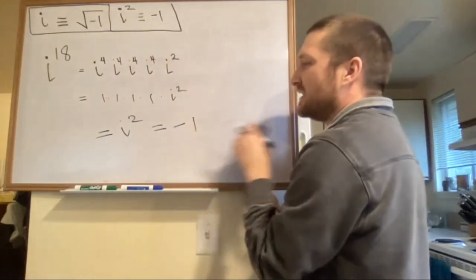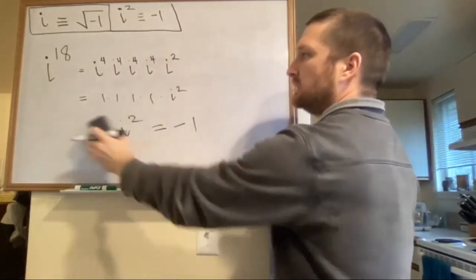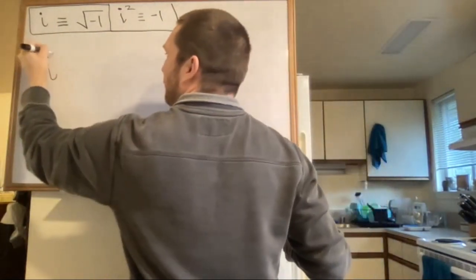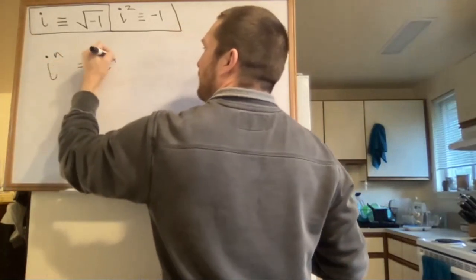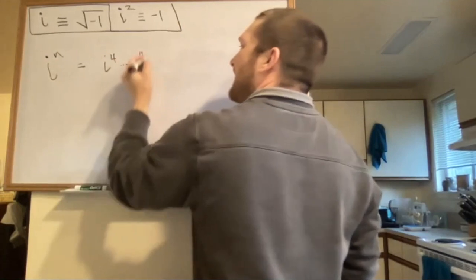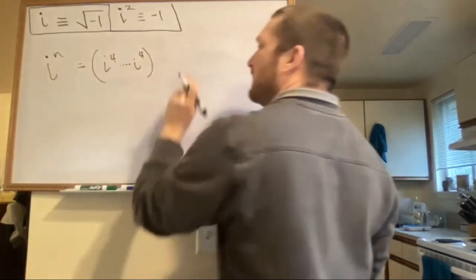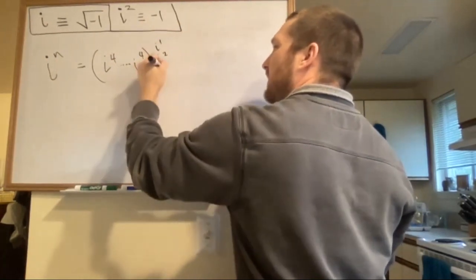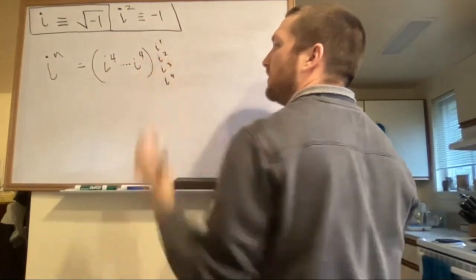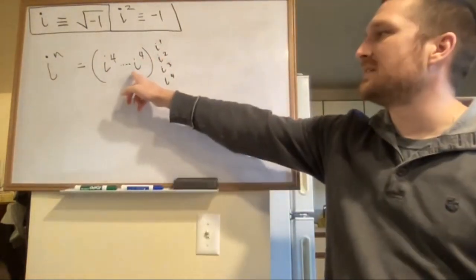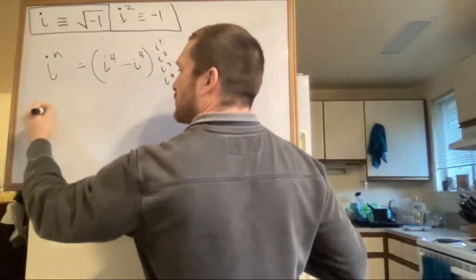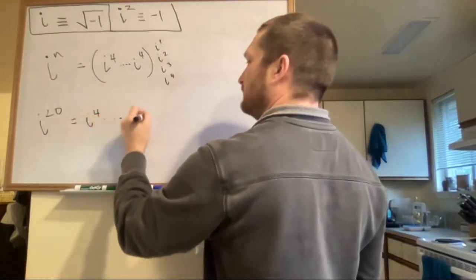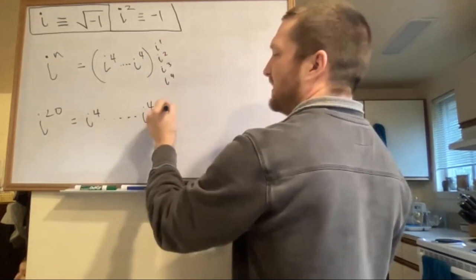The only possibilities we have for any number here is that you have i to the fourth some number of times, and then it's either going to be i to the first, i squared, i to the third, or i to the fourth left over. Of course, if it's i to the fourth, it would be something nice and even. It would be like i to the 20th. You'd say, oh, that's i to the fourth, a total of five times. And then that just comes out to one.